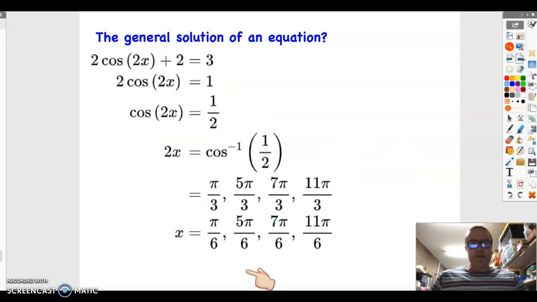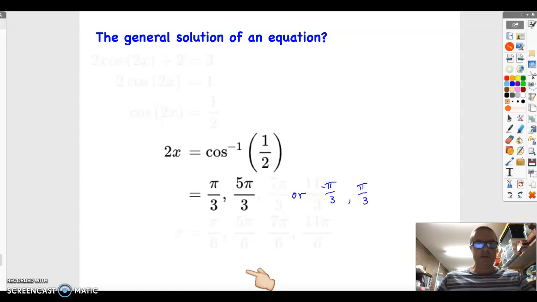Let's just talk about the general solution of the equation. Here's the solution that we just worked through. Most of this work is what we do when we're looking for the general solution. So just up until this point here, where I've got pi on 3 and 5 pi on 3, they're two unique solutions, and you might remember that we found 7 pi on 3 and 11 pi on 3 later on. So I call those solutions their values for this inverse cosine of a half.